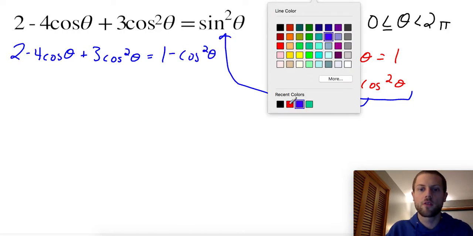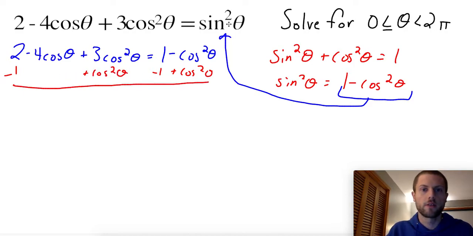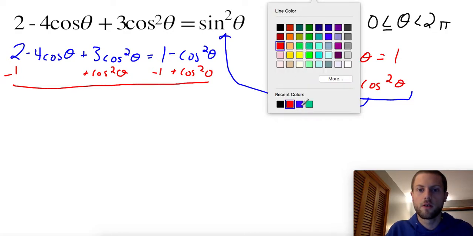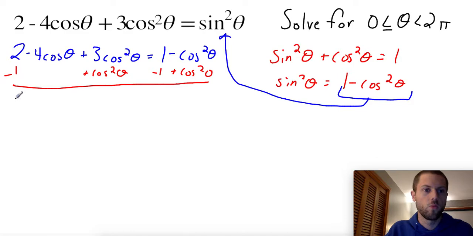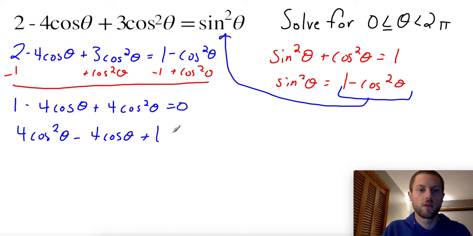Next up, I'm going to move everything over to one side, since this does in fact look like a quadratic. So I'll subtract 1 from both sides, and let's add a cosine squared of theta to both sides. All right, so that's going to come out to be 1 minus 4 cosine of theta plus 4 cosine squared of theta equals 0. And then I'm just going to rearrange this so it looks more quadratic-like. So 4 cosine squared of theta minus 4 cosine of theta plus 1 equals 0.